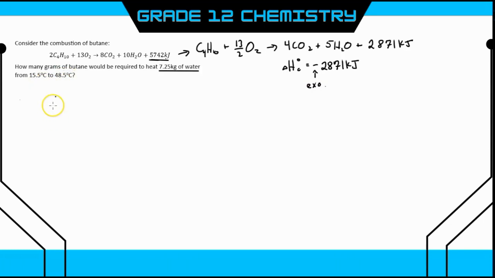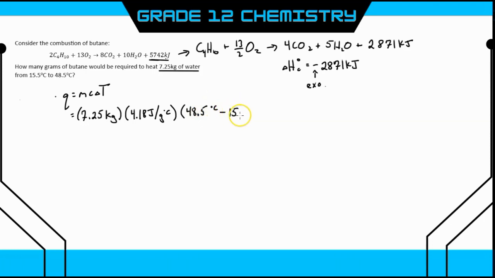So first let's figure out how much heat is required. So this is like our previous question. We're going to do Q equals mC delta T. So we have 7.25 kilograms of water times C. So C is 4.18 joules per gram degrees Celsius. And then we have our change in temperature, which is final minus initial. So final is 48.5 and initial is 15.5.